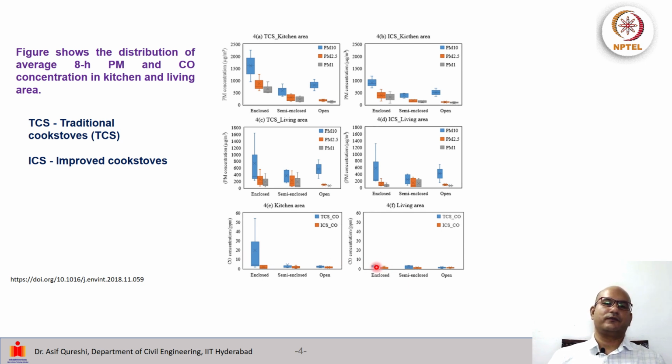So when one uses an improved cook stove, there is some decrease in the living area CO concentration, not as much as seen in the kitchen, because there is not a very perfect connection between the kitchen and the living room. In the semi-enclosed and open areas, the effect is also less pronounced, somewhat there in the semi-enclosed living area, but in the open area there is pretty much no difference, because again the open area is a very open concept, everything is sort of diluted, ventilated. So that difference is not seen when one changes from the traditional cook stove to the improved cook stoves.